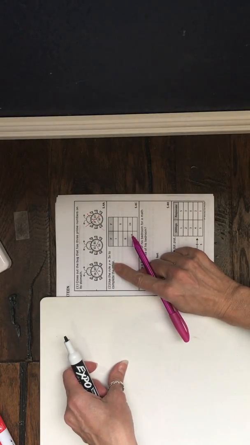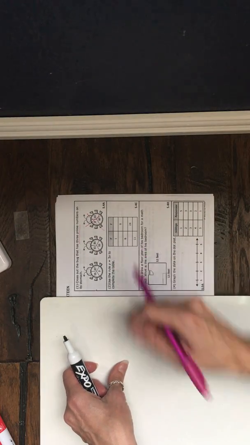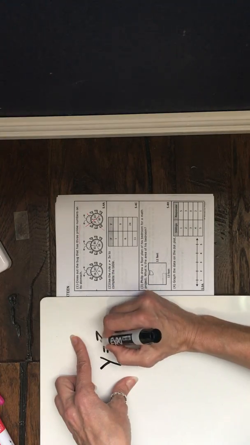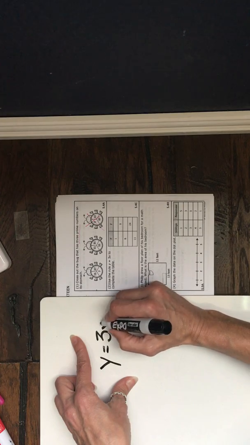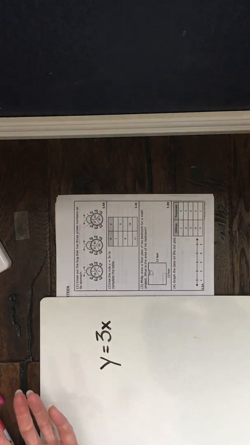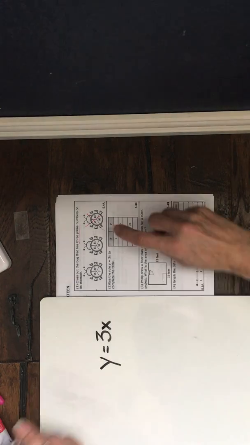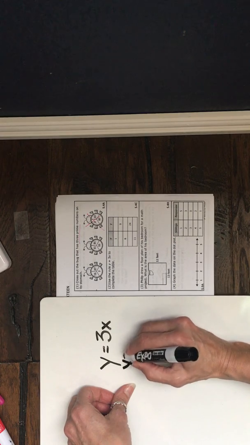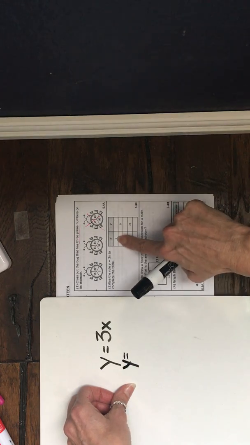Okay, it says use the rule y equals 3x to complete this table. So guys, if our formula is y equals, we have our coefficient and we have our variable, we do not have a sign in between our coefficient and variable, so we know that means multiply. So if this is y, we don't know what y is, so I'm going to put a y. We know that it's 3 times x.